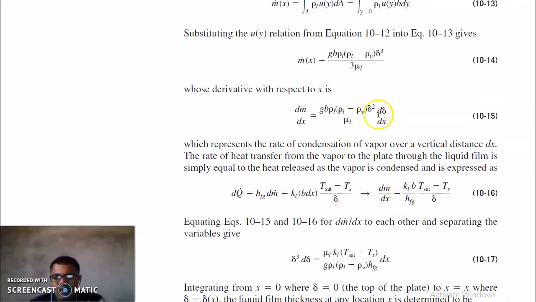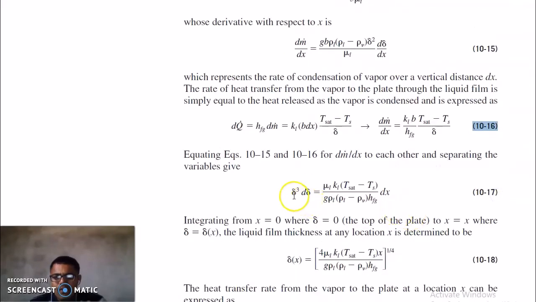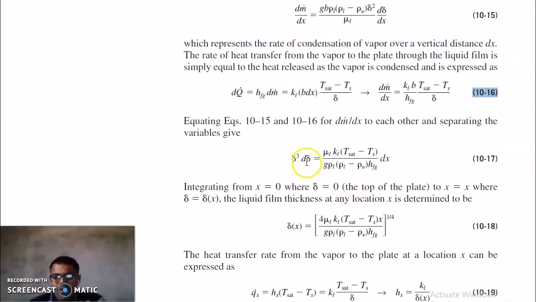Now we have two relations, one is this relation, second is this. Equating equations 10.15 and 10.16, you will get this equation. Now integrating from x equal to 0, where delta is 0 at the top of the plate, to x equal to x, where delta is equal to delta at the bottom of the plate.